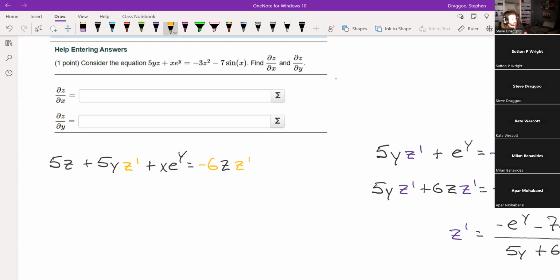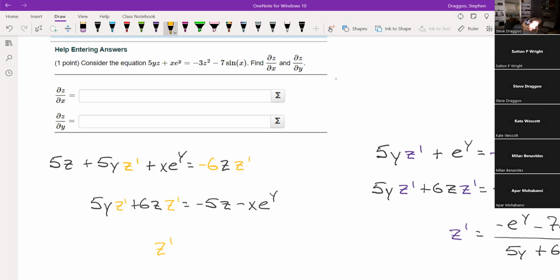And again, just solve this thing for z prime. Gathering all that stuff on one side: 5y z prime plus 6z z prime is equal to negative 5z minus x e to the y.